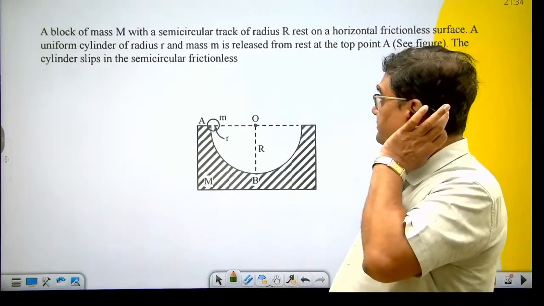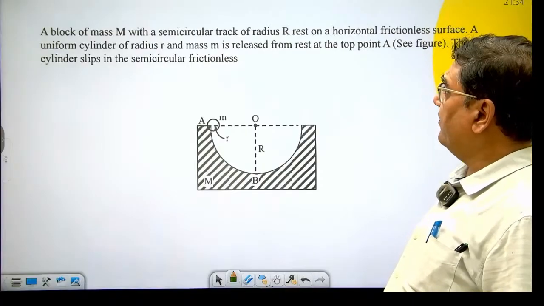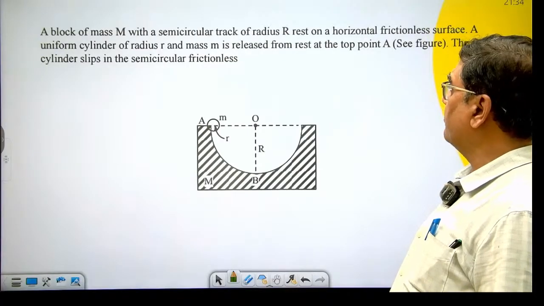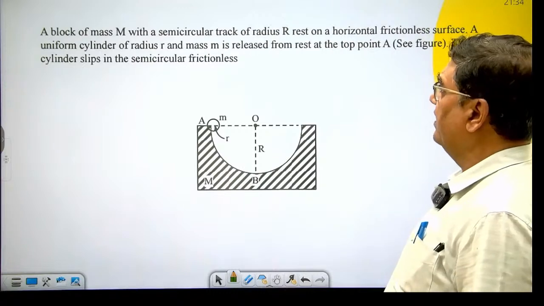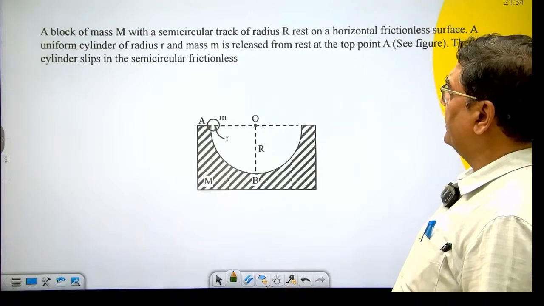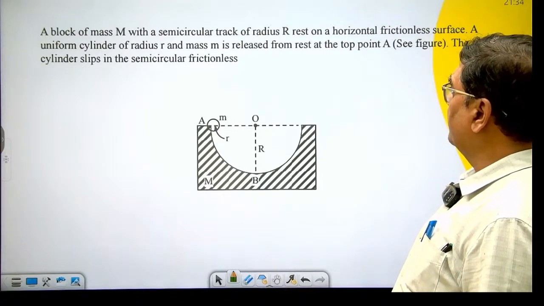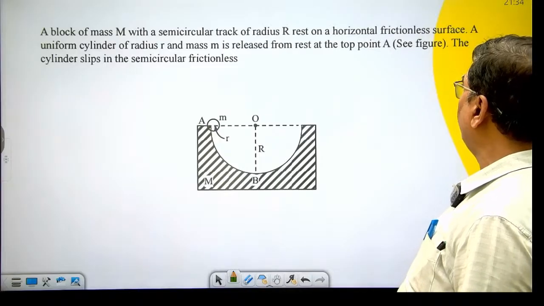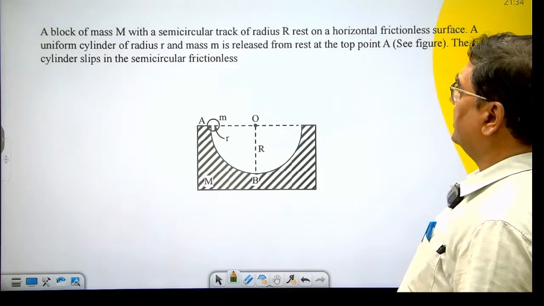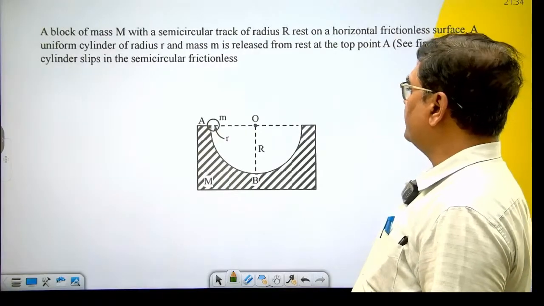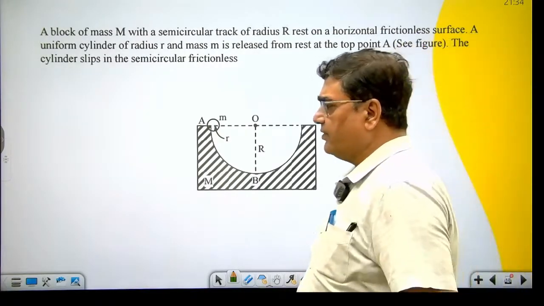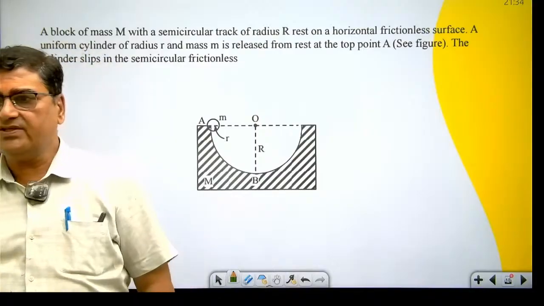Now let's see. A block of mass M with a semicircular track of radius R rests on a horizontal frictionless surface. A uniform cylinder of radius r and mass m is released from rest at the top point A. See figure. The cylinder slips in the semicircular frictionless track. We have to determine the shift of the wedge.